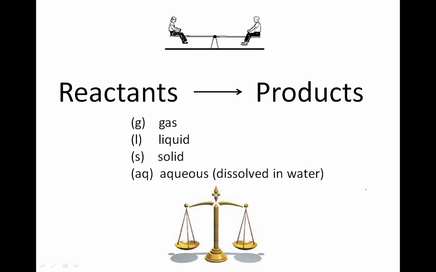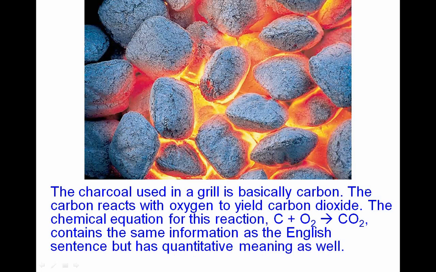So just kind of as a reminder, reactants are on the left side of the arrow, products are on the right side. If you have a little g, that means gas. Little l, that means a liquid, little s is solid, and little aq is aqueous, which just means it's dissolved in water.